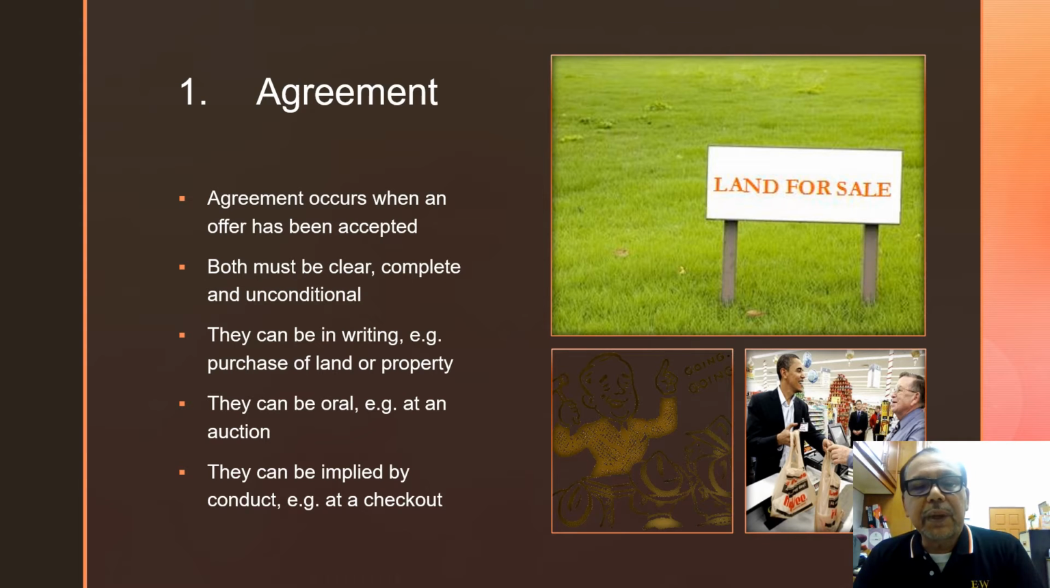It can also be implied. Implied is in the picture there, like in a checkout. You go to the hotel, and after you stay at the hotel, you pay your fees at the counter. You don't normally speak. Normally the people at the counter will just give you the bill for you to pay, and then you just pay. That's it. You walk out. So there's nothing oral or any transmission. It's just by conduct. Also, the contract is valid.